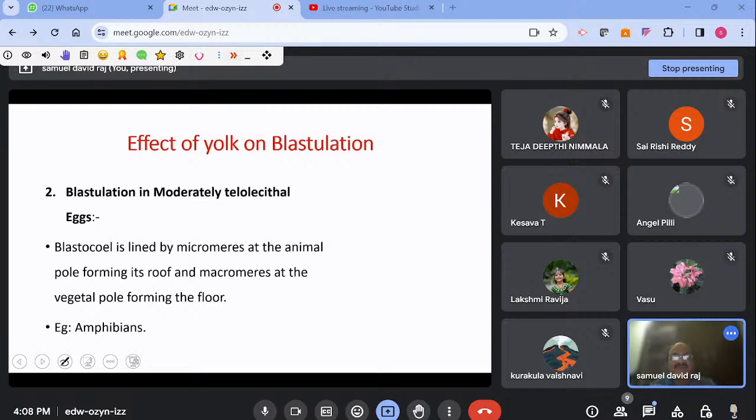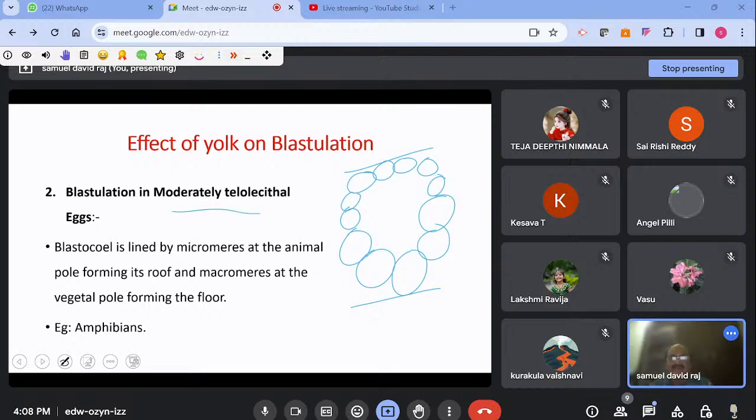And coming to blastulation in moderately telolecithal eggs. Moderately telolecithal eggs are exemplified by amphibians. We know that. Here, the first division is at right angles, the second division is at right angles to the first one, and the third division is somewhat above the equator, resulting in micromeres and macromeres. And the blastoderm also has micromeres towards the animal pole and macromeres towards the vegetal pole. This forms the floor and this forms the roof. And such a blastula is seen in moderately telolecithal eggs.